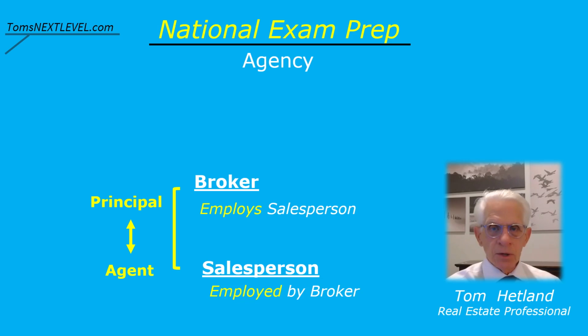All right, here's where our word salad gets really interesting. Okay? What's your relationship as a salesperson to your broker? Your broker has hired you or employed you to represent them as the broker. So the broker has employed you to represent them. So they're the principal in that agency relationship. You've been employed by your broker to represent them. So you are the agent in that agency relationship. So you can see on the slide, the broker is your principal and you are the agent of the broker.